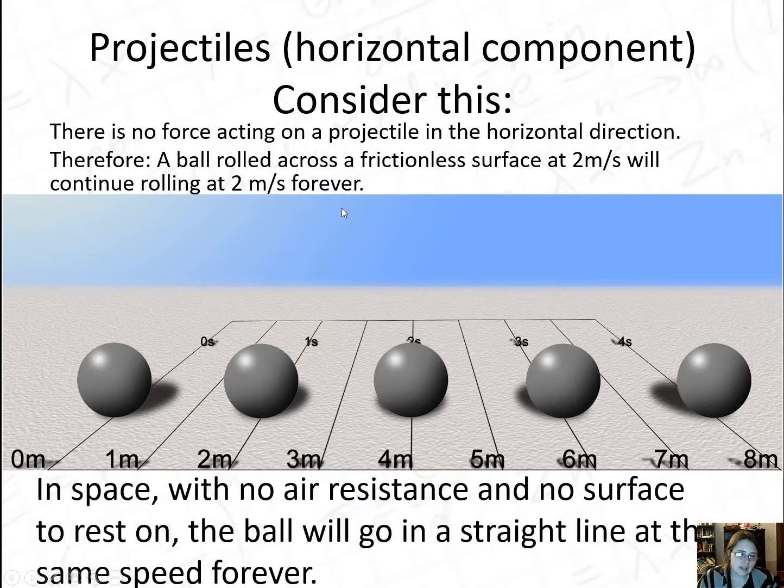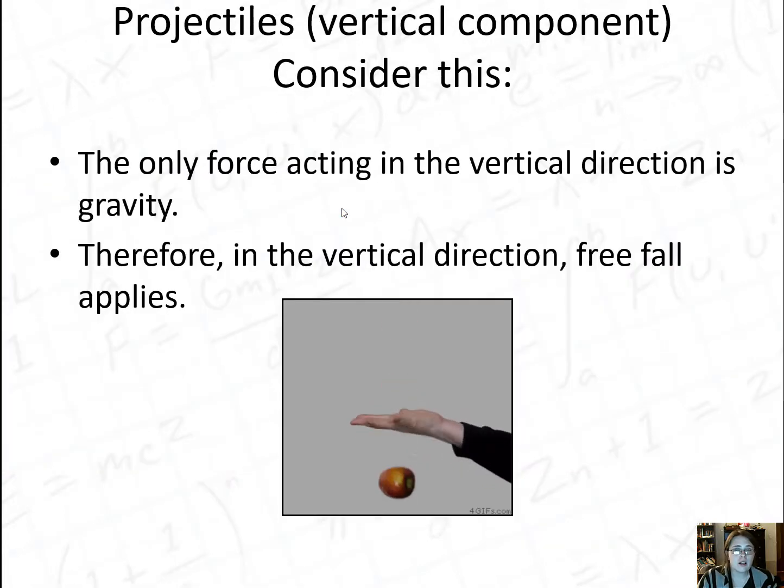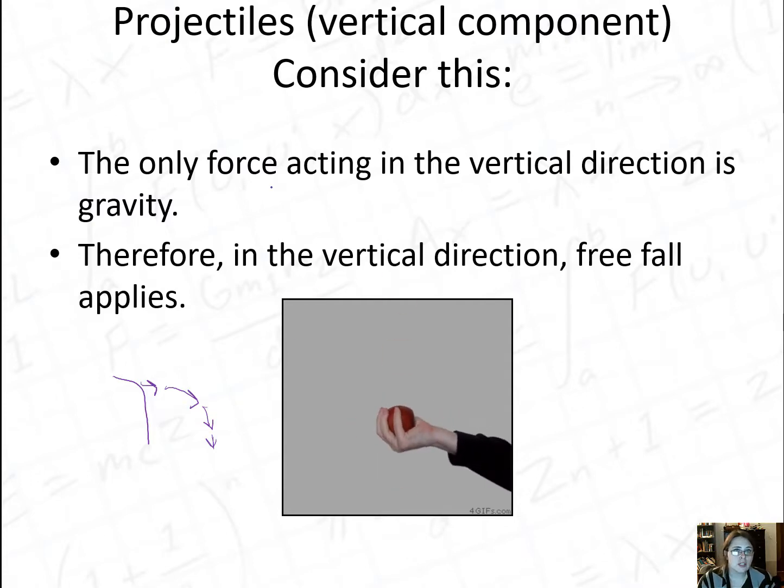Again, in space with no air resistance and no surface to rest on, the ball would go in a straight line at the same speed forever. Now, something else to consider is that in the vertical direction, the only force acting on a projectile is gravity. So we still have our cliff. The only reason the projectile falls to the ground is because gravity pulls it to the ground, and that is the force acting on it. So in the direction of free fall, the vertical direction, free fall applies. All of the stuff we learned about free fall applies in the vertical direction for projectiles.